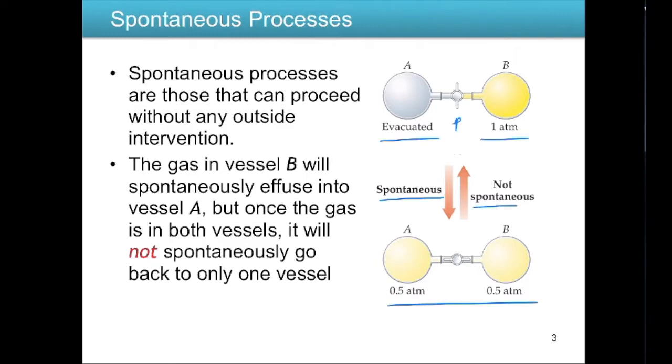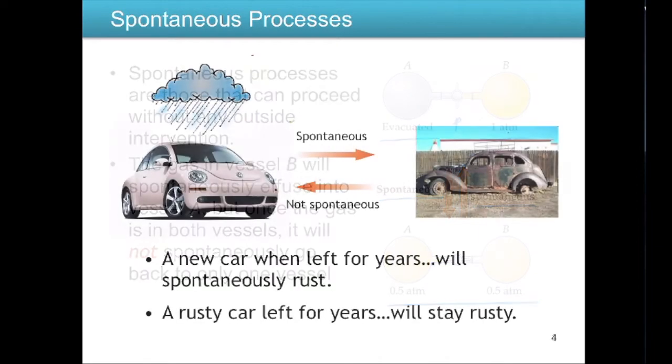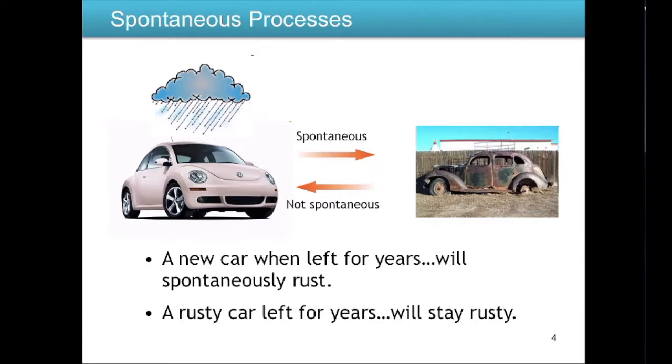And the non-spontaneous direction would be if somehow that gas decided that it wanted to only occupy one side of that vessel. And obviously it's not going to do that by itself. We would have to supply energy and force it to do that. So that's why that process is not spontaneous. Another example is if you left your car out in the rain, it would spontaneously over time rust, whereas that rusty car would not spontaneously turn back into a nice shiny new car.